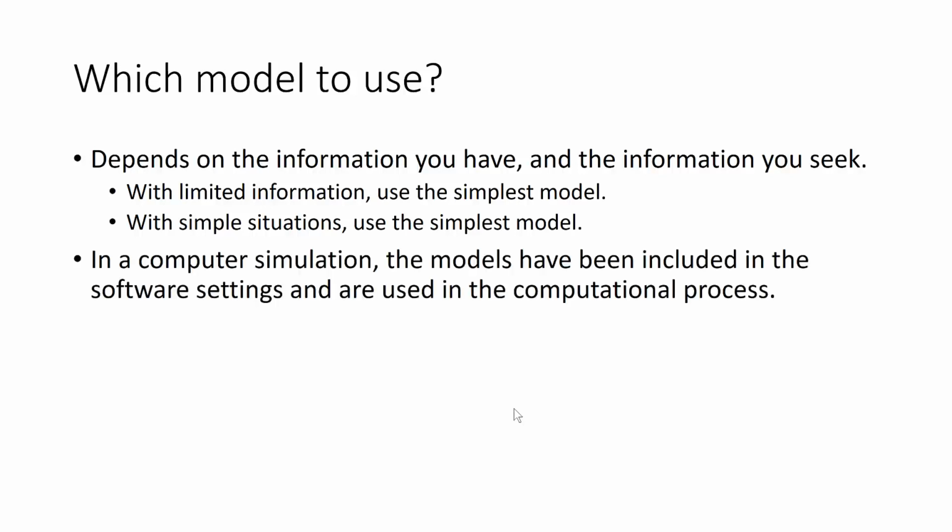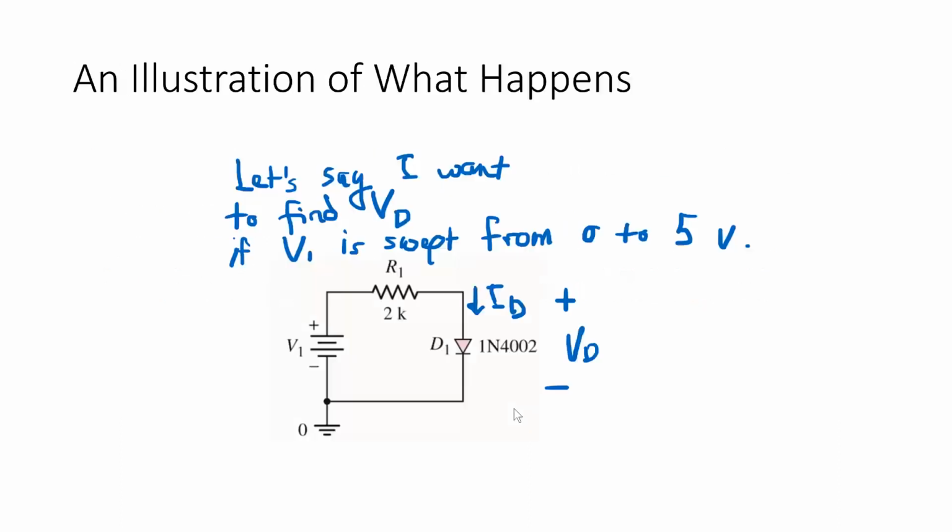So in a computer simulation, the models have all been included in the software settings and are used in the computational process. Sometimes when you do simulations, you can say which model you want to use, among the detailed models, that there is a choice. So okay, again, an illustration of what happens when you use different models.